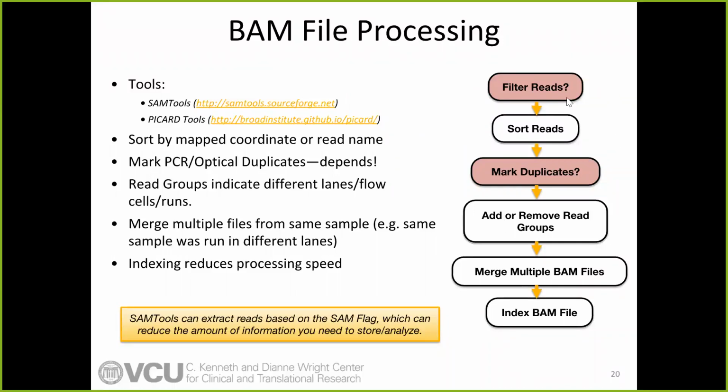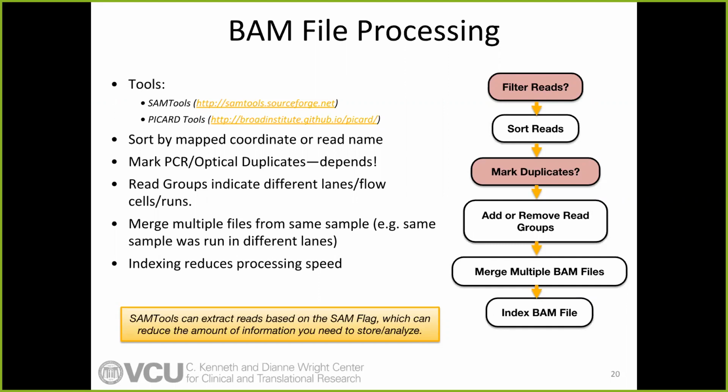Sometimes you might want to filter your reads, but not always. For example, if it was aligned to a human genome and you're looking for viral reads, you're going to want to filter out the unmapped reads and align those to a viral genome. You generally always need to have your reads sorted either by name or coordinate for downstream tools to be able to navigate the file easily.